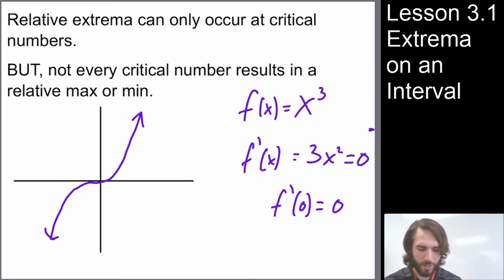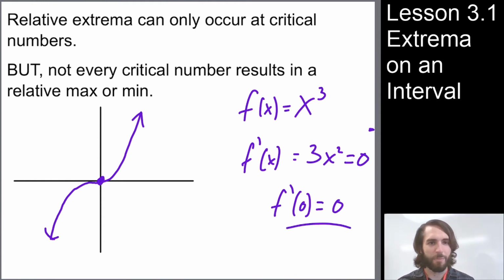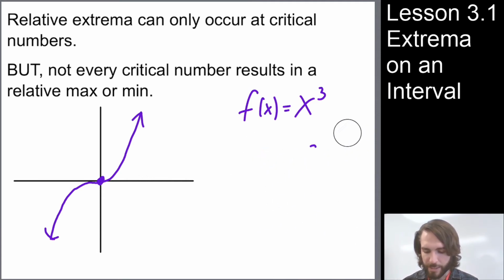Okay, so here's the x cubed function, and right there is where our critical number says something should be happening. But notice it's not a max or min, it's actually right smack dab in the middle of the function, it's symmetric. So even though that is a critical number by definition, because the derivative equals 0, it is not a max or min. So we have to check our critical numbers to see if they occur at maxes or mins. And the way to check that is to check the slope on either side.